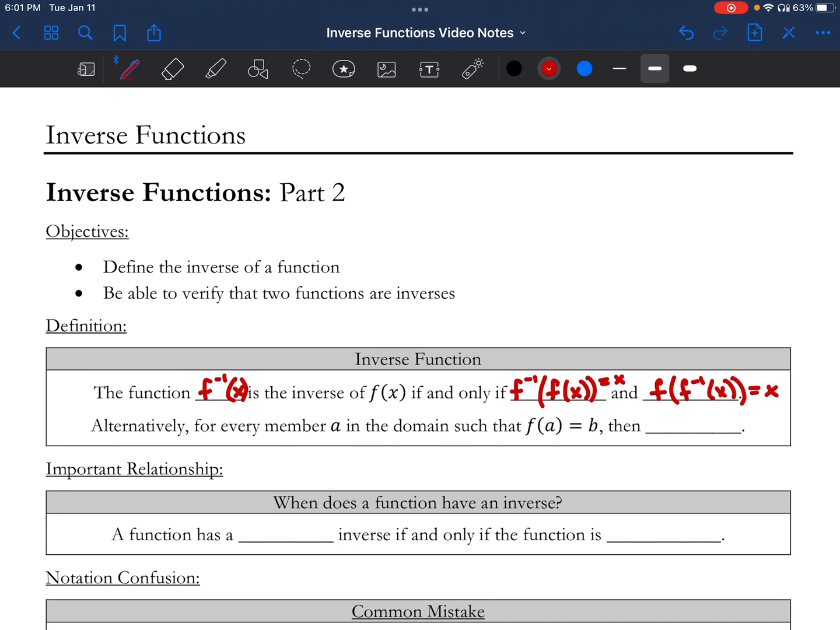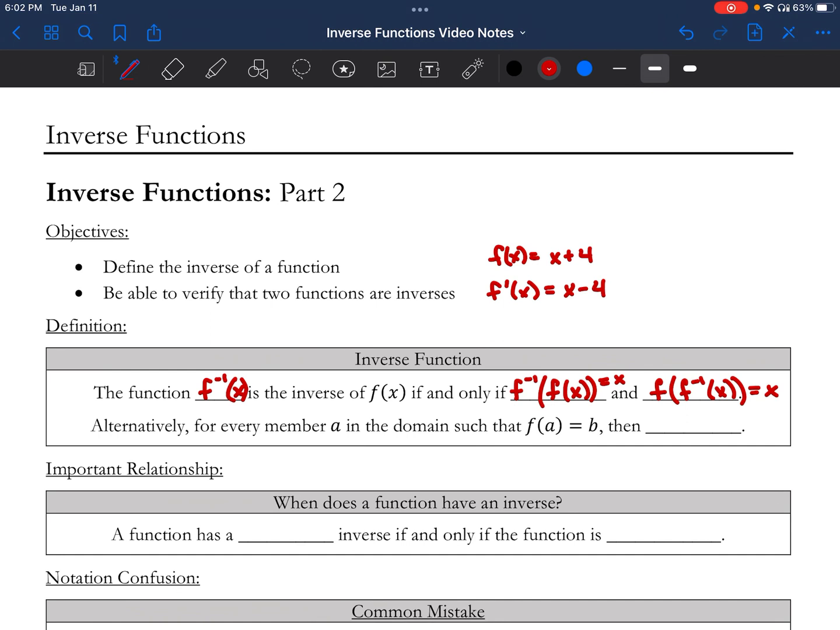So no matter which way I do it, I should always get the same answer, and it's the original x value. That means essentially they undo each other. For example, if I have x plus 4 as one function, as in I take my x value and add 4 to it, its inverse should do the exact opposite, should subtract 4 from it.